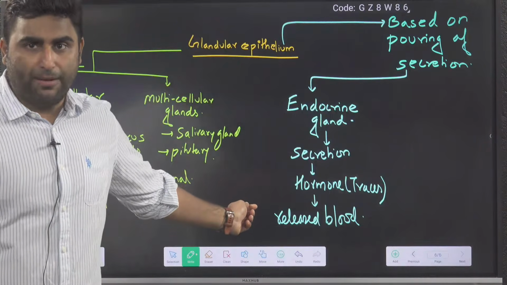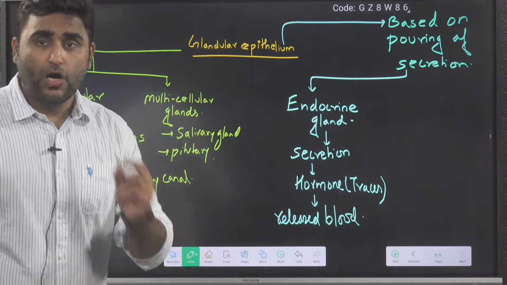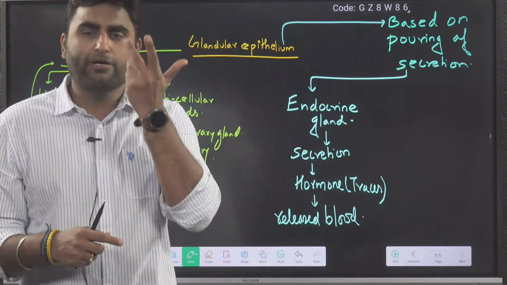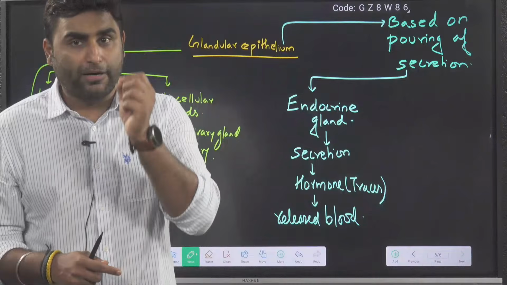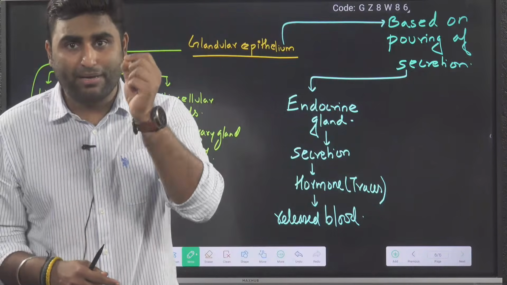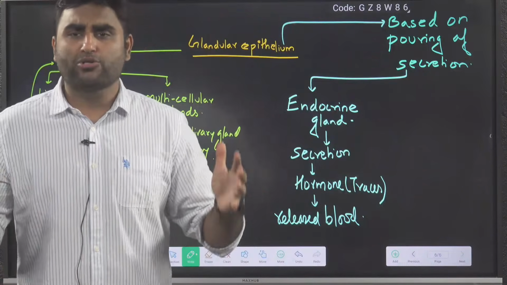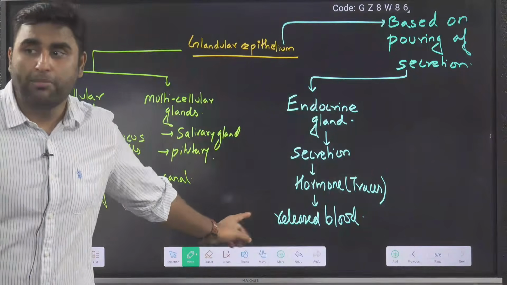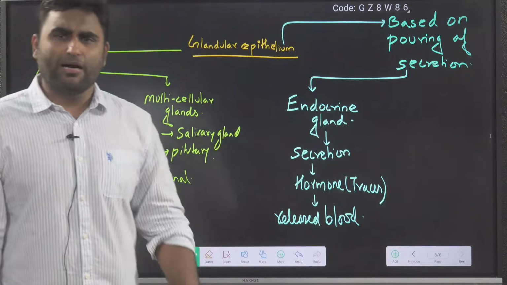In the hormone chapter, you have studied chemical coordination. Hormones are produced in a very small quantity, in traces. They are chemical messengers. They are not produced in a huge quantity. Are we clear? And they are released in blood.